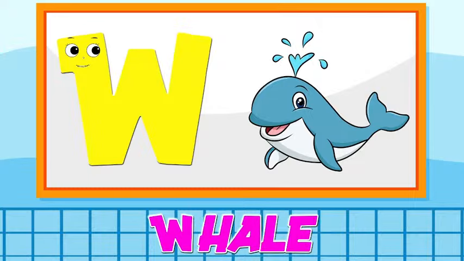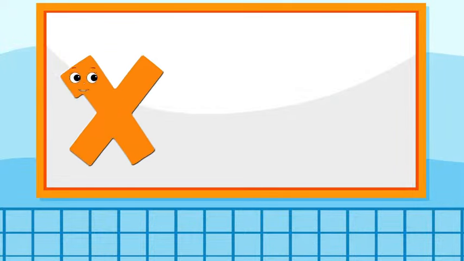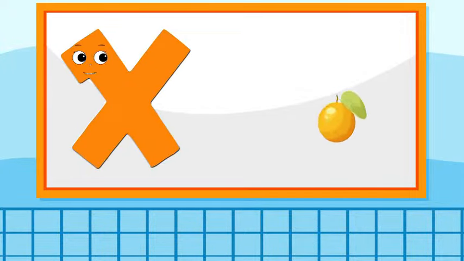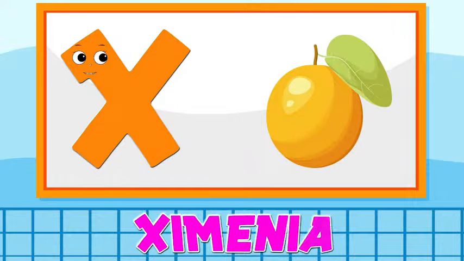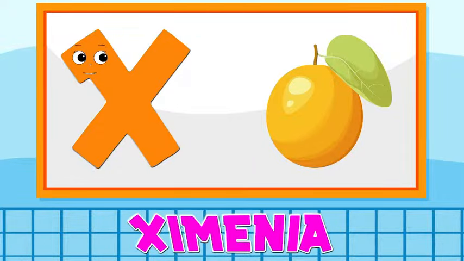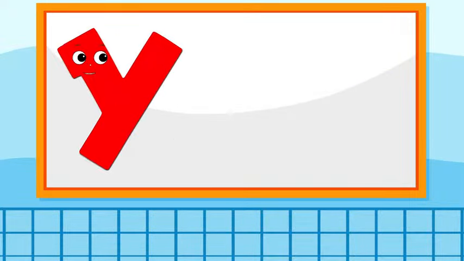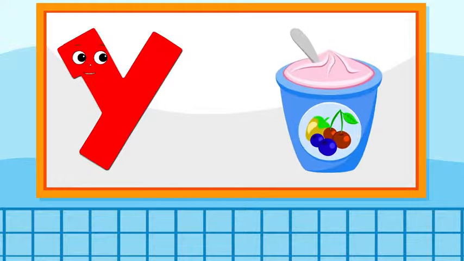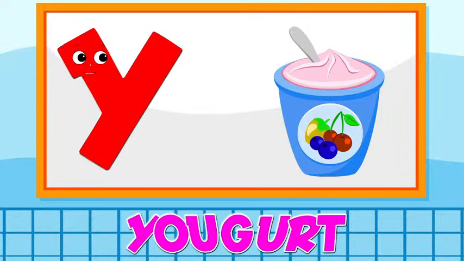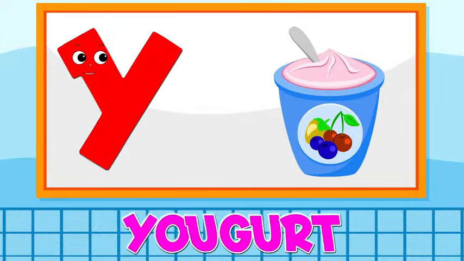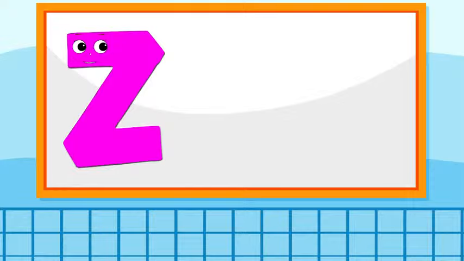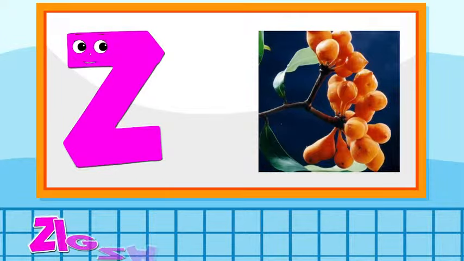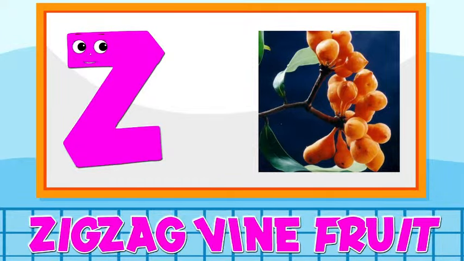W for whale. X for zinnia. Y for yogurt. Z for zigzag.